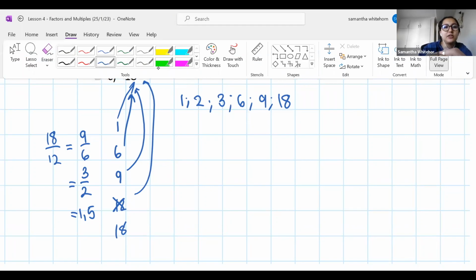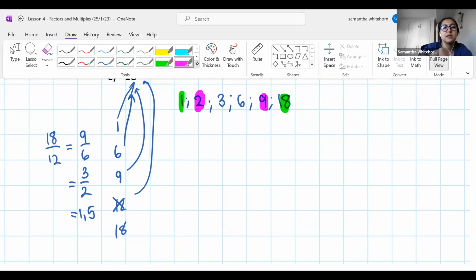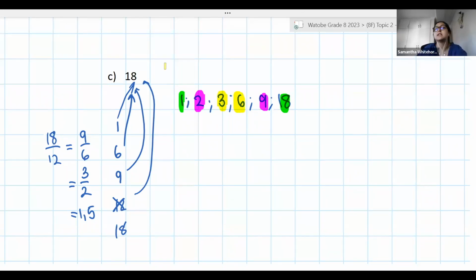Well done, guys. So guys, basically your factors, you should always be able to almost pair up. So the 1 and the 18 pair up to give us 18. The 2 and the 9 pair up to give us 18. And then the 3 and the 6 pair up to give us 18. So you should always be able to have both pairs of your factors in order to get the number that you're working with. Right, so 1, 2, 3, 6, 9, and 18 are your factors of 18.